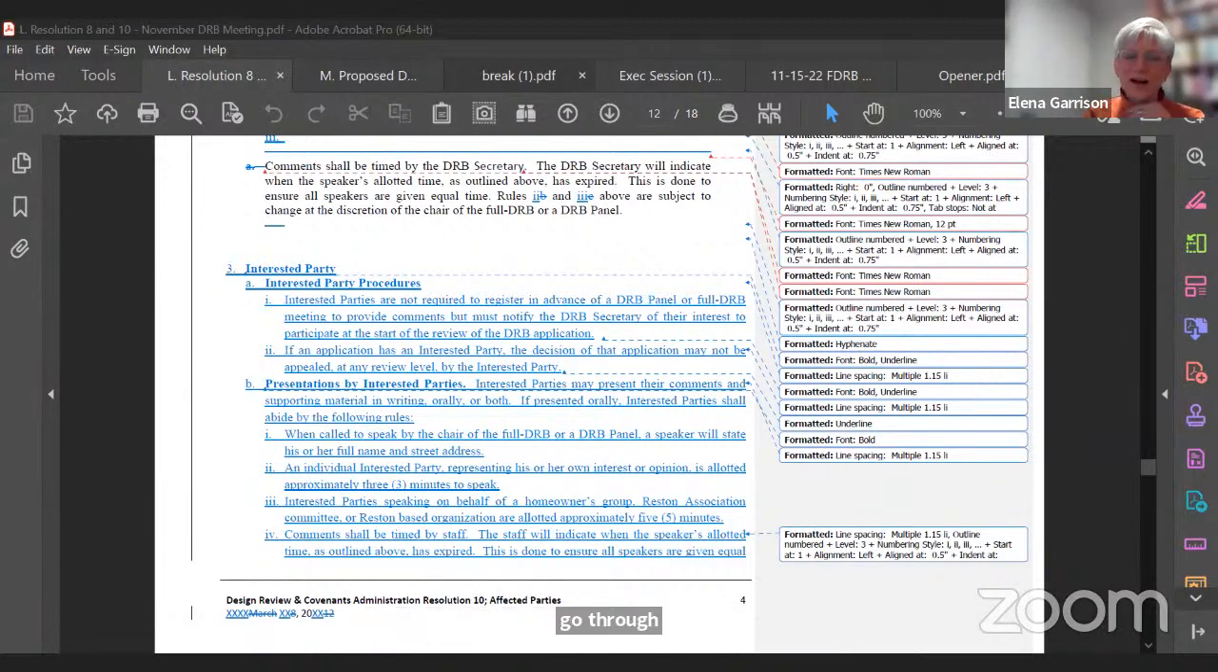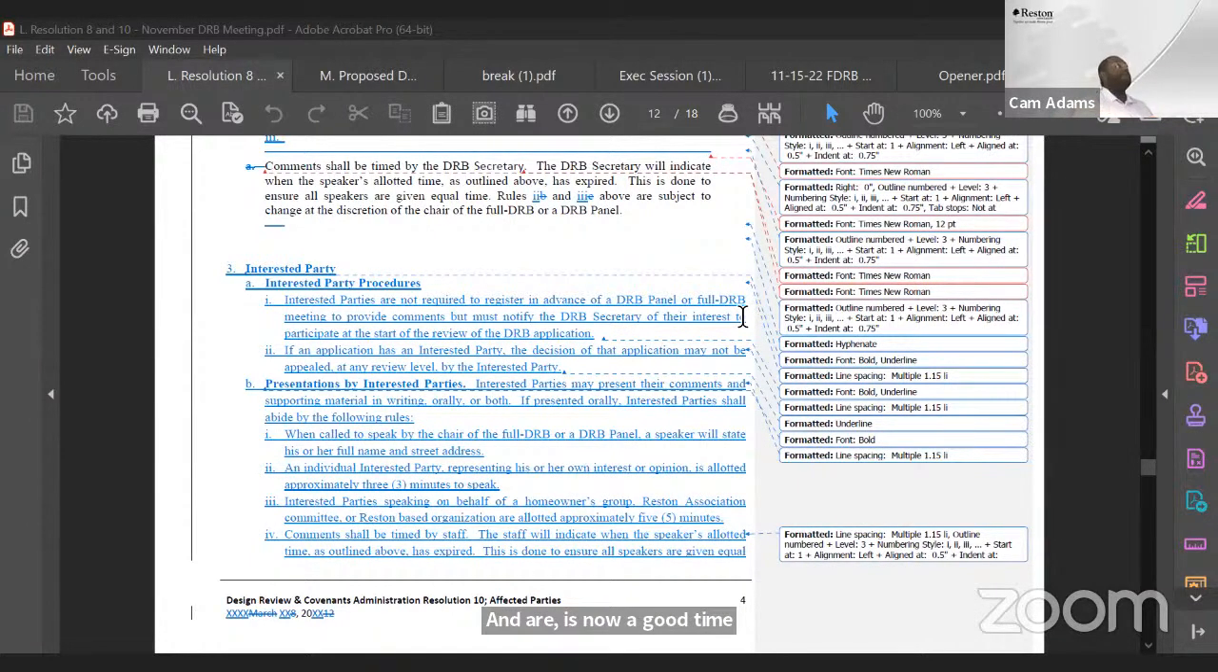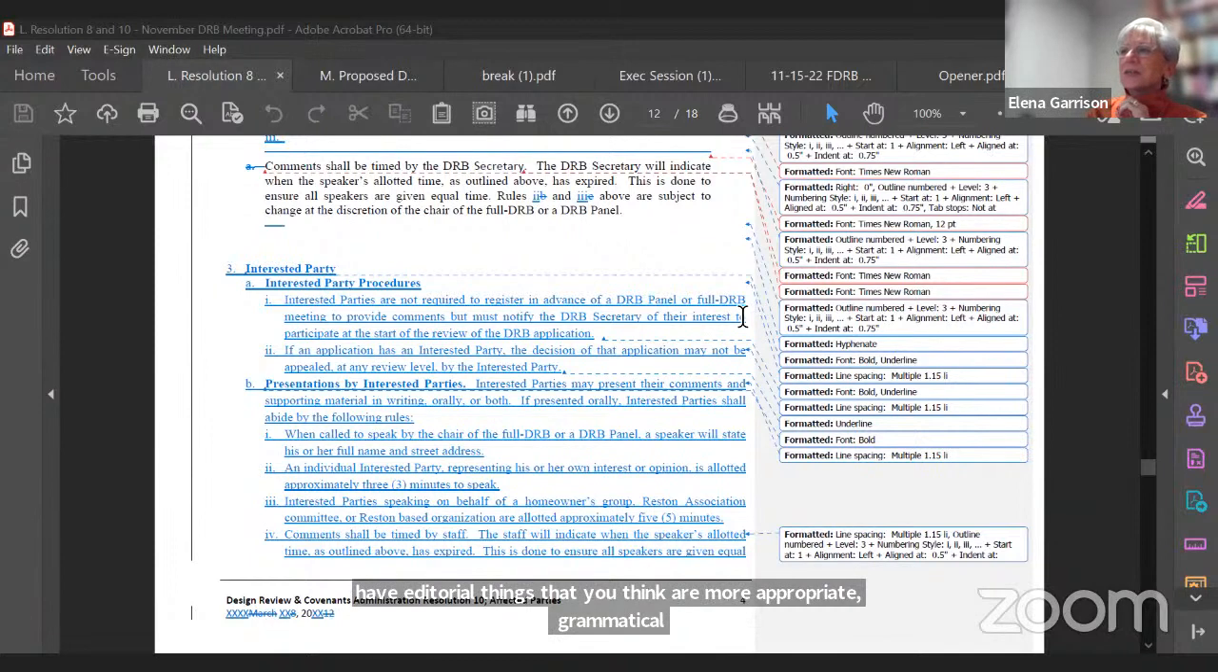I do have some comments, mostly editorial. Is now a good time? Sure, if you would prefer, and keep in mind, my goal here is just to get feedback for direction. But if you have editorial things that you think are more appropriate, grammatical, that kind of thing. No, not grammatical. Well, I'll just spell them out.